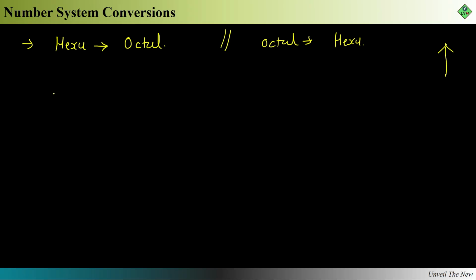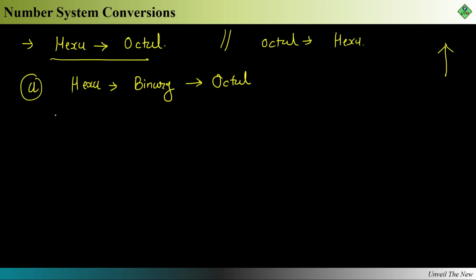Now first we will do hexa to octal conversion. To make this conversion easy, we will not directly do hexadecimal to octal. We will do hexadecimal to binary that we have covered in the earlier video, and then from binary we will do octal conversion. For that let's take one example: AB9.1F. This is the number that I want to convert to octal number.